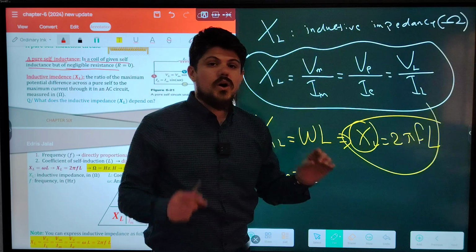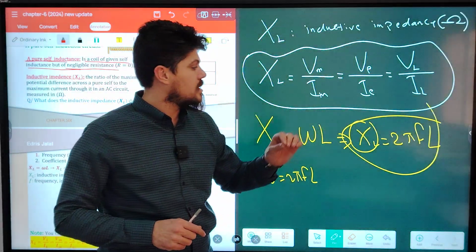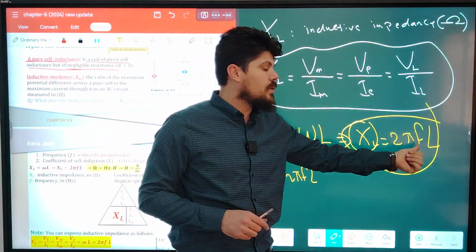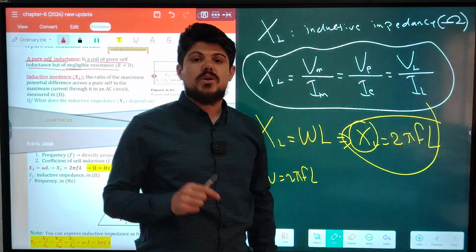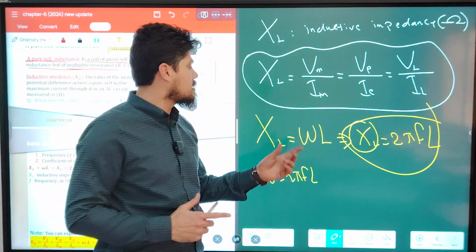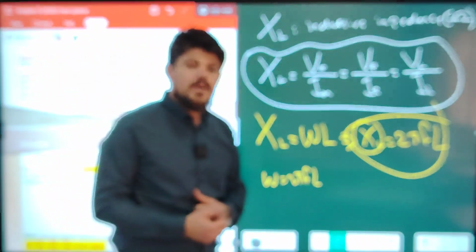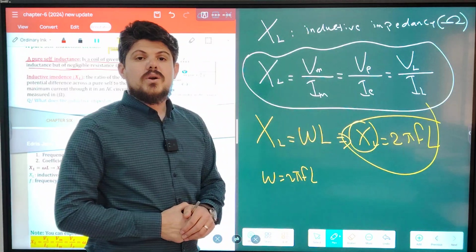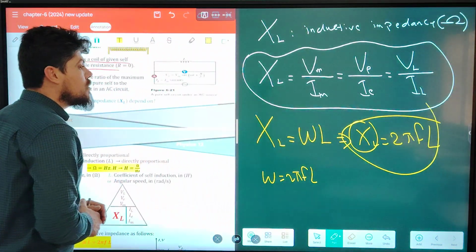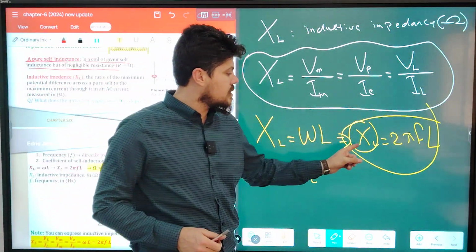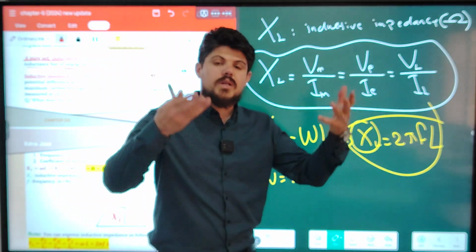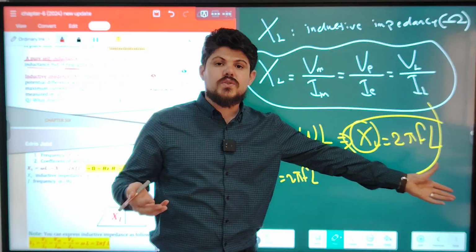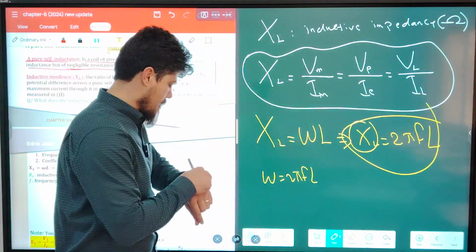What does inductive impedance depend on? It depends on frequency and coefficient of self-induction. Or you can say it depends on the angular speed and the coefficient of self-induction. And with both of them it is directly proportional. What is the relation between XL and F? Directly proportional. XL and coefficient of self-induction, directly proportional. Okay?